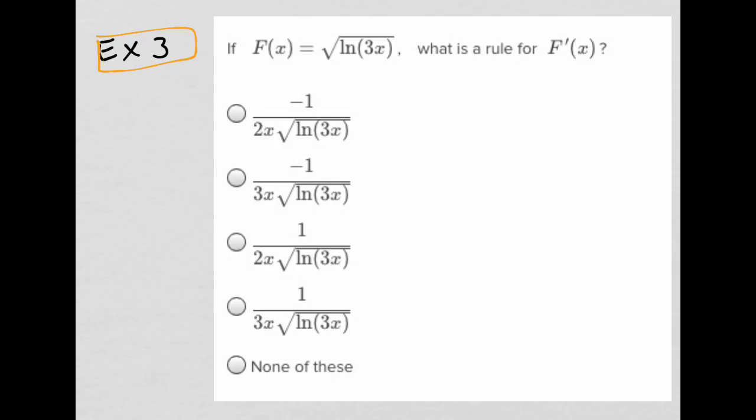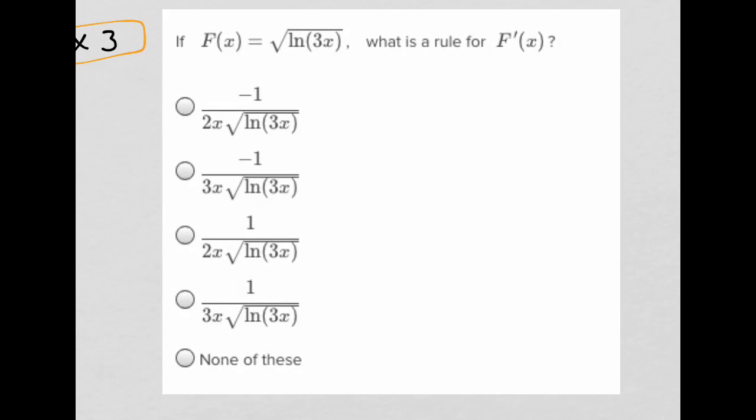Example 17. We have a weird looking one. We have a square root in there. We have a natural log. And we have 3x.